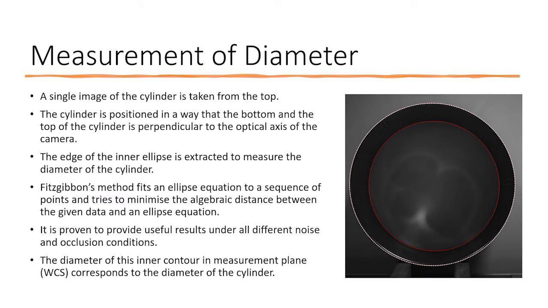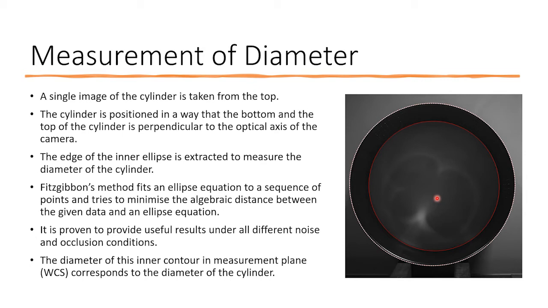Here, the method to measure the diameter of the cylinder is described in detail. As stated before, an image of the cylinder is captured from top. We have placed the cylinder in a way that the bottom and the top of the cylinder is perpendicular to the optical axis of the camera. As the calibration plate is placed beside the cylinder, the edge of the inner contour, which is the red circle, represents the base of the cylinder.